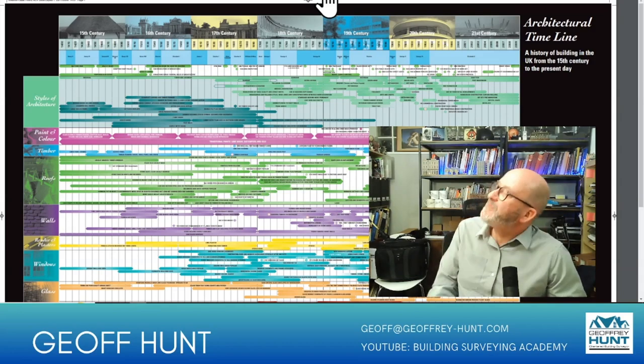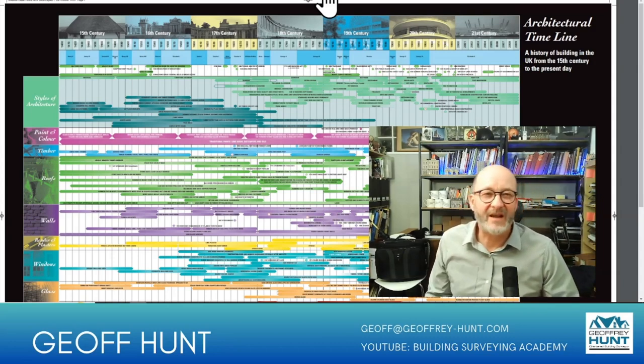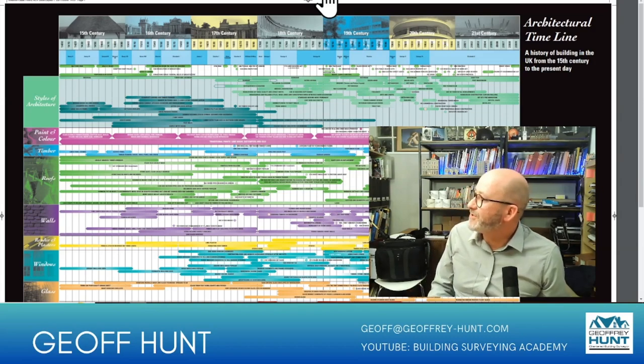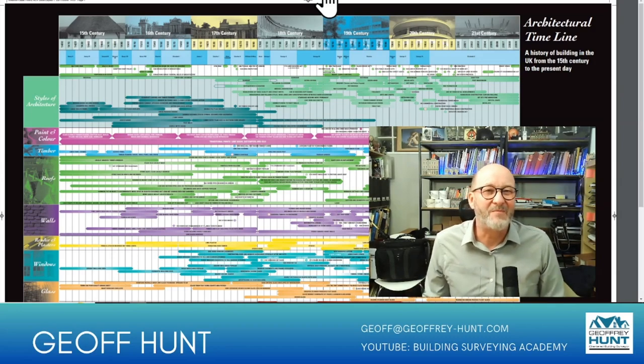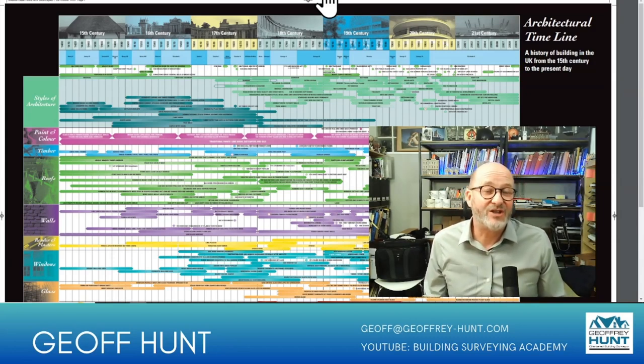So I hope you can see that in this chart, there are a huge number of links and varieties of materials and techniques, which are very, very useful to the surveyor. So I've made a montage of the windows from Mells and stuck them all together in the order of history. So see if you can spot the major changes in the windows.